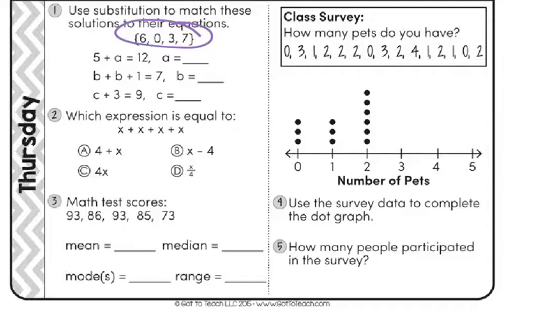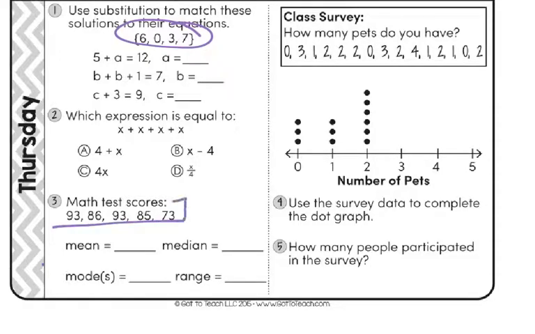Which expression is equal to this problem right here? So if I have x plus x plus x plus x, which one, A, B, C, or D, equals the same as x plus x plus x plus x? Remember, repeated addition is the same as multiplication. That should help. All right, question number 3.